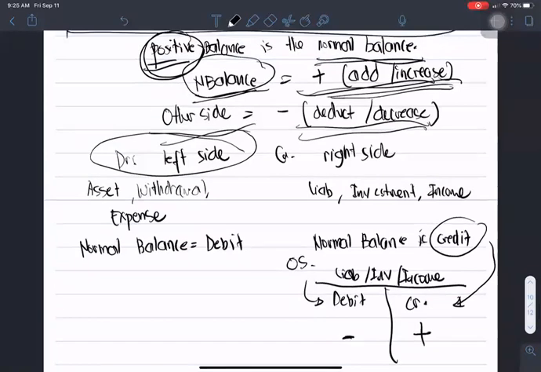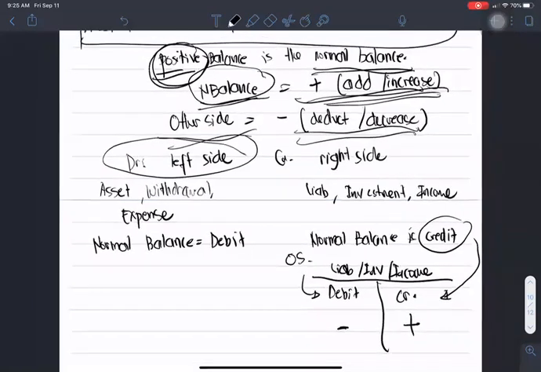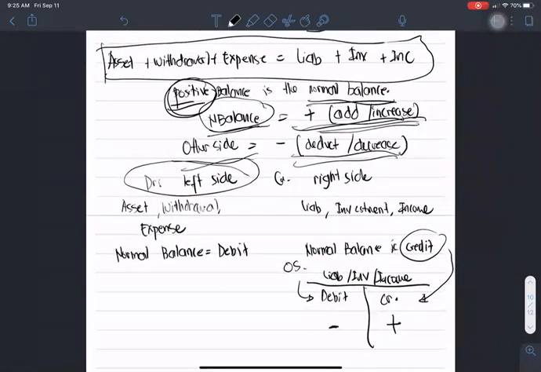Okay. So again, the positive balance is the normal balance. So we started from your accounting equation. From your accounting equation, there are negative balances, right? So what did we do? We transpose the items to make each part of the equation positive. Now the positive balance is called the normal balance. Under accounting, the normal balance is add or increase. The other side of the normal balance is deduct or decrease.